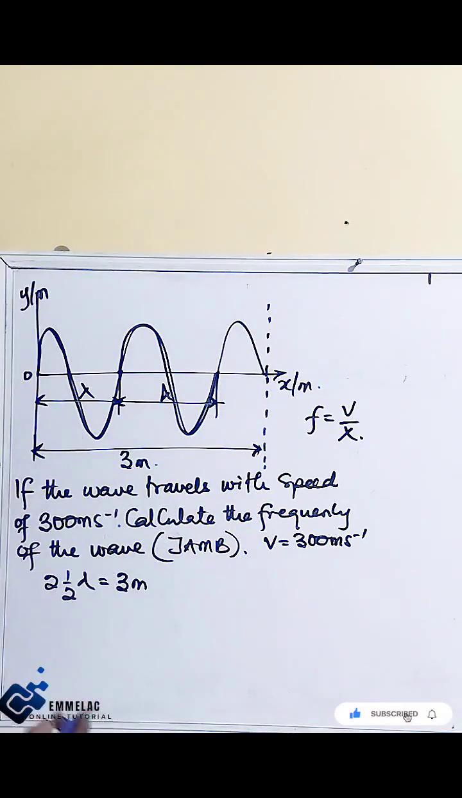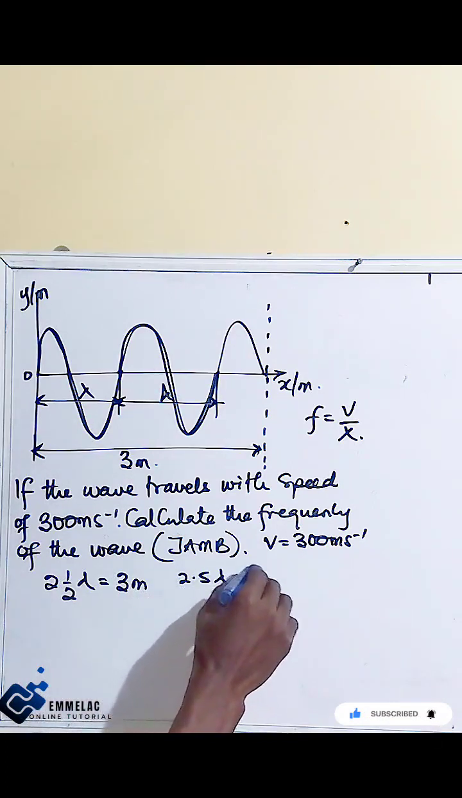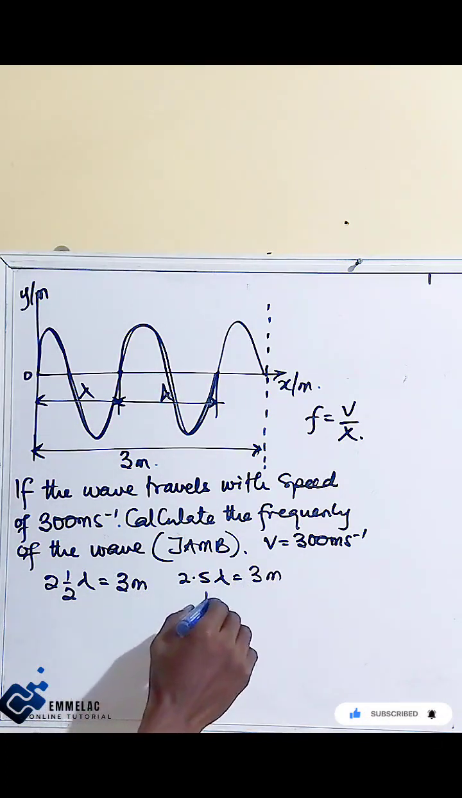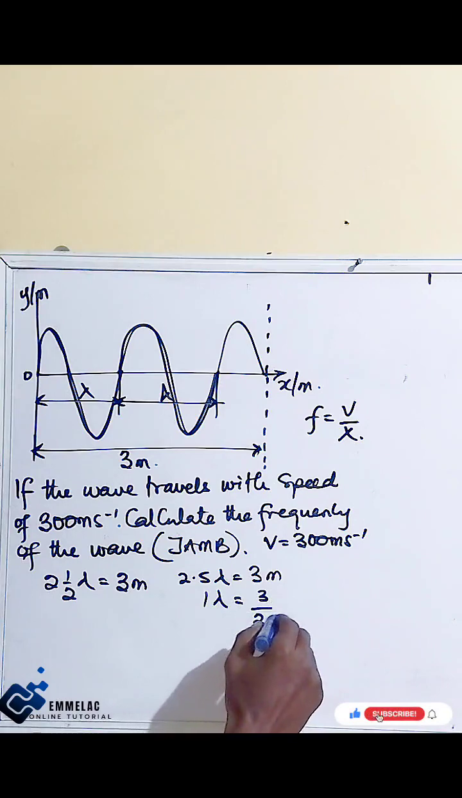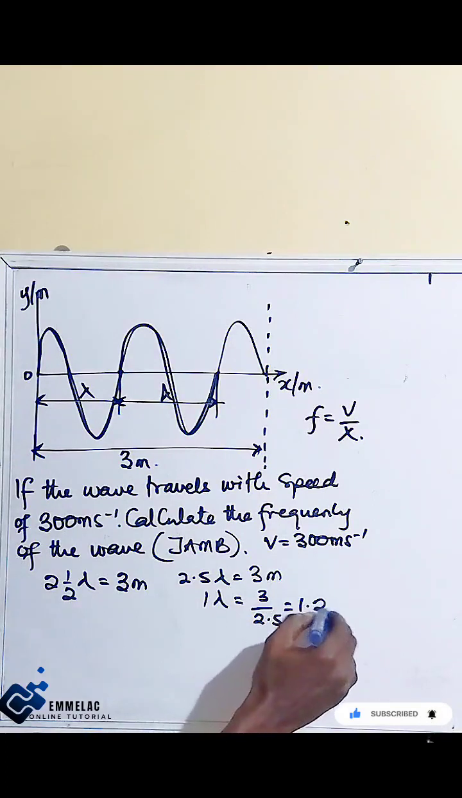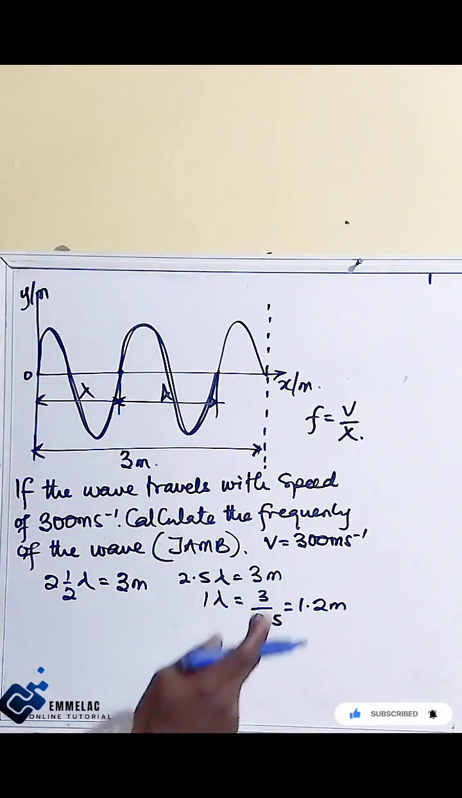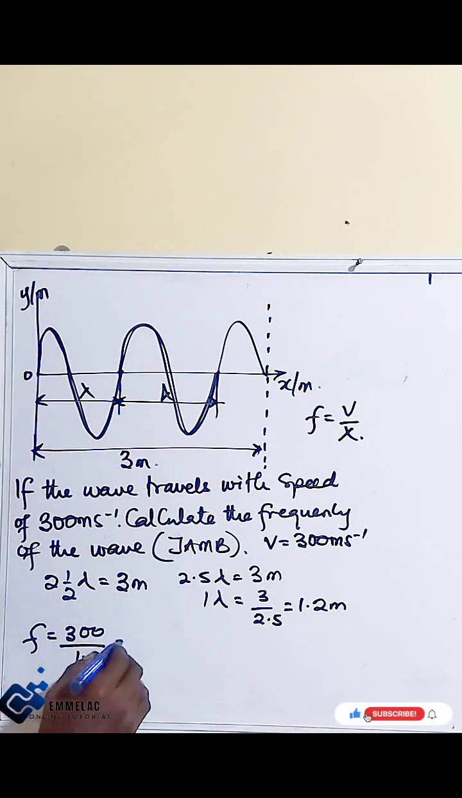That is the distance. Okay, we can now see that if 2.5 lambda equals 3 meters, then 1 lambda should give us 3 all over 2.5. By punching our calculator here, we have 1.2 meters. Now from here, we are told frequency will then become 300 all over 1.2. Punching our calculator, that should give us 250 hertz.